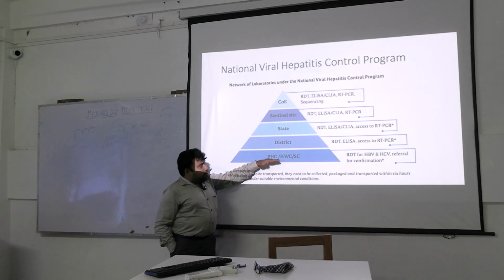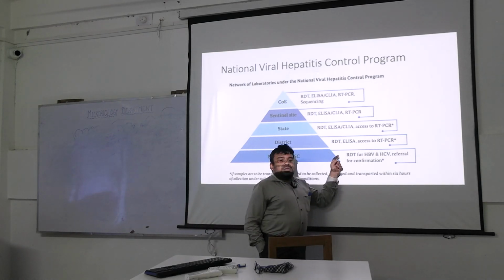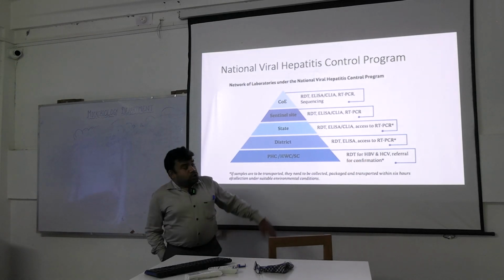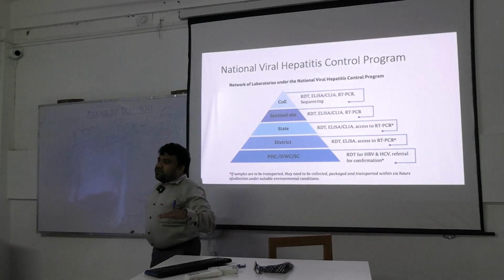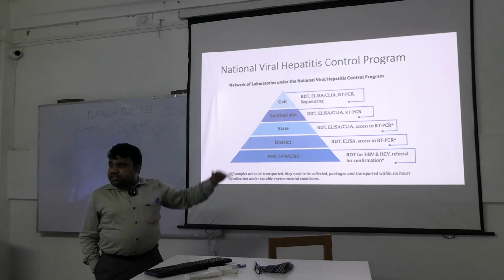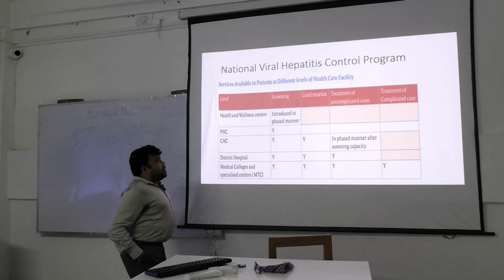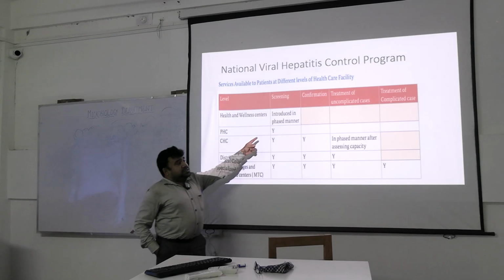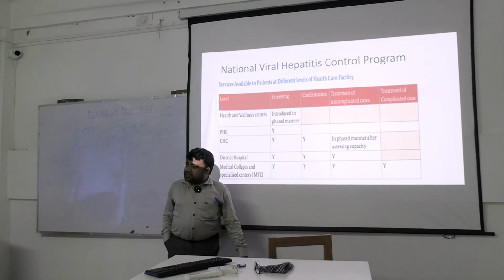But if you look down the pyramid, in the primary healthcare center, we must have the minimum laboratory services, that is the rapid kit for hepatitis B and C. And we should also have an effective referral service so that the patient can be referred from one strata to the next strata. Coming to the treatment part, the target is at the PHC the screening should be done and the treatment should start from the community health center. Okay.